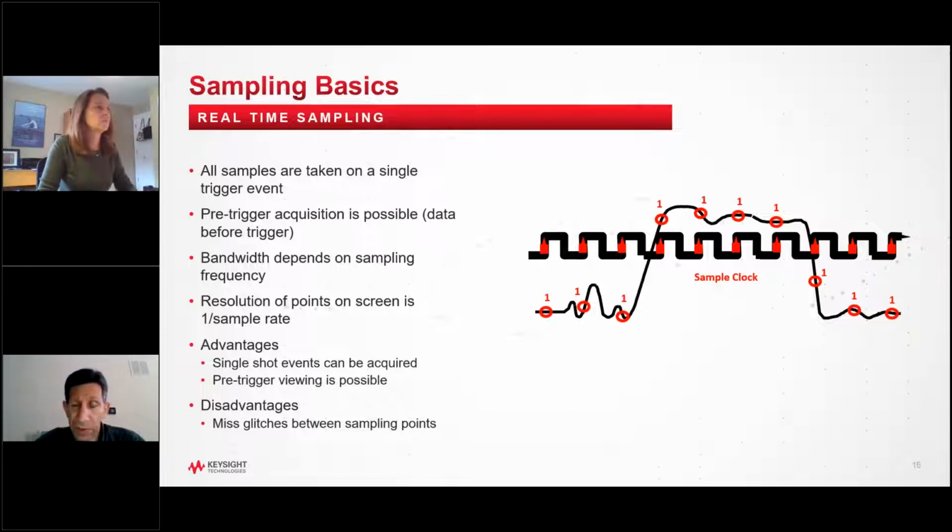Often a scope is run continuously, but many times you want to capture a single event, and you can do that with real-time sampling. And again, as I just mentioned, you can actually see data before the trigger, see what led up to a single event. The disadvantage is that if your sampling rate isn't high enough, you could miss points between the actual real samples.